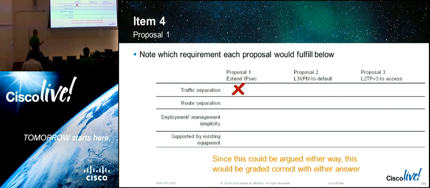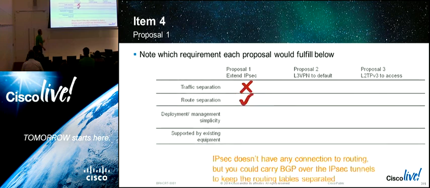What about route separation? Does it provide us route separation? Well, the IPsec isn't carrying any of the routing information. The routing information is terminated at the borders, right? So you still have route separation. Or you could extend the BGP over the IPsec tunnels, and no matter where you move the BGP to, you could have separation over the tunnels. So yeah, you could get route separation by doing that.